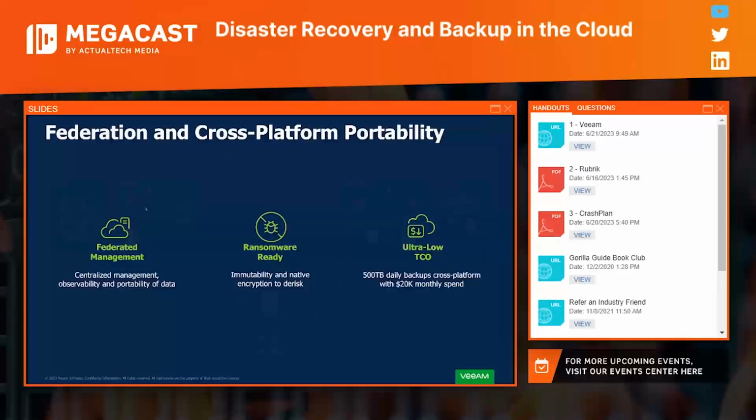So ultimately, what are they achieving? It's that federated management. They have centralized the management, the observability, the monitoring, reporting, and ultimately the portability of their data across these three very, very different environments, right? And they're using native tooling for each and every single environment to be as productive as possible.